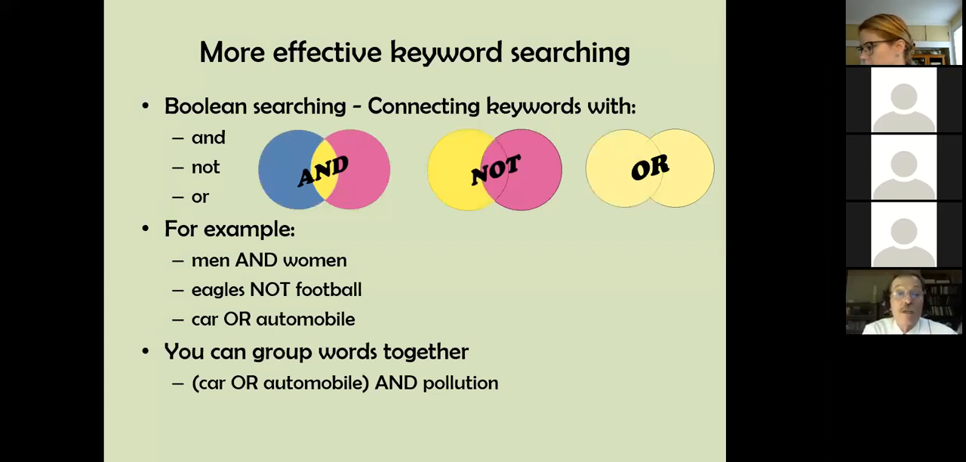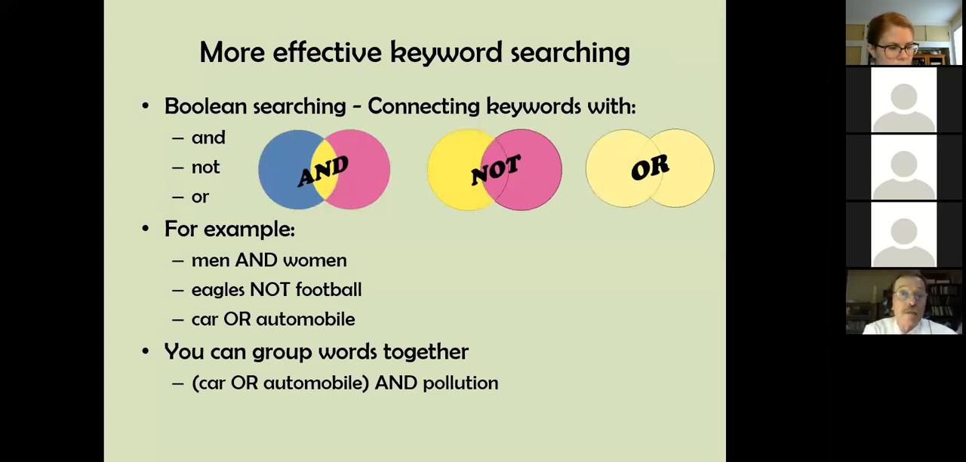For example, I'm looking for men and women. You could say men not women, or women not men, or women or men, if I want to see both. If you use and, they have to talk about both genders in the same document, otherwise it's not going to be there.